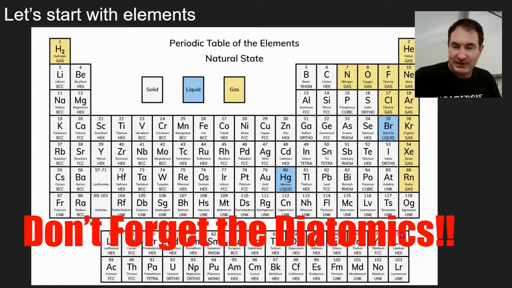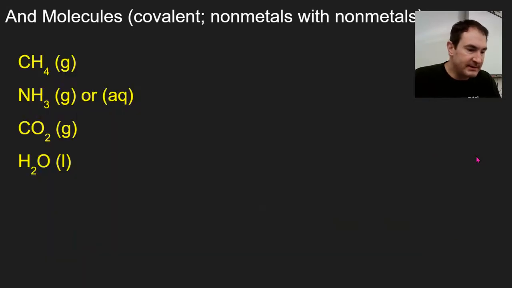And I just put in red, don't forget the diatomics because they're always going to be found as a pair. And it's really easy, when you go to write oxygen in a reaction, to just write an O and to forget that it's actually a diatomic. So you must remember those diatomics. Okay, let's move on to molecules.